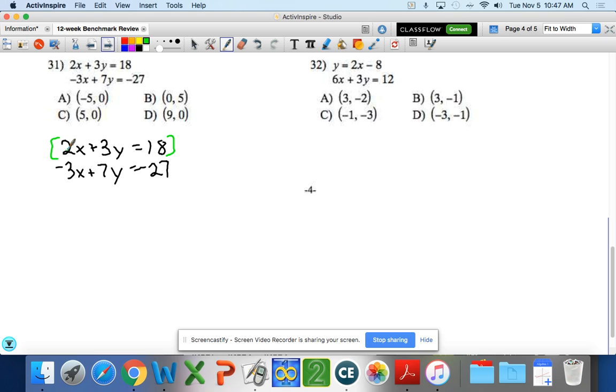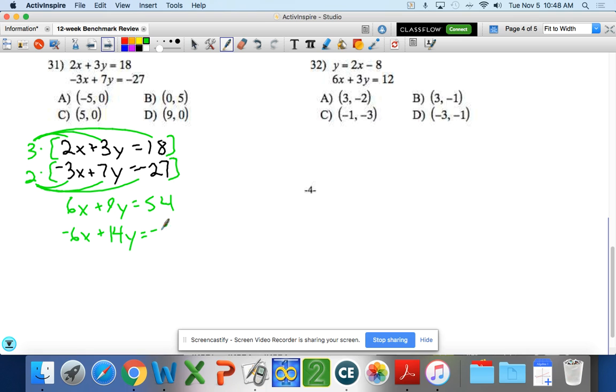How do I turn a 2 into a 6? I multiply by 3. Conversely, how do I turn a 3 into a 6? I multiply by 2. And I keep saying a 6, but really this is going to be a -6, and that's what we want. We want the same number, 6, 6, opposite signs, positive, negative. So when I do those multiplications, I get 6x plus 9y equals 54. I get -6x plus 14y equals -54. And I add my equations together and I eliminate the x's.